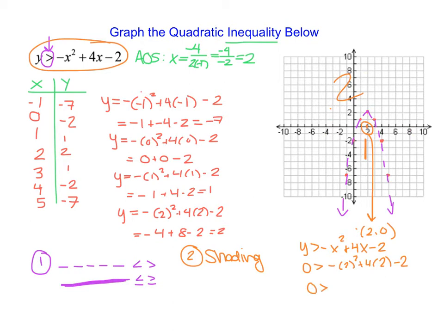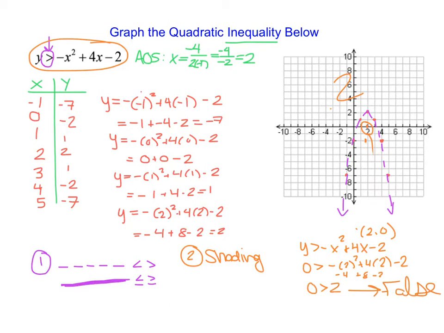Well, negative times 2 squared is negative 4 plus 8 minus 2. So this turns into the inequality of 0 is greater than 2. And what I notice here is that 0 is not greater than 2, and this is a false statement. And what this tells me is that this point that I picked, 2, 0, does not make the inequality true.